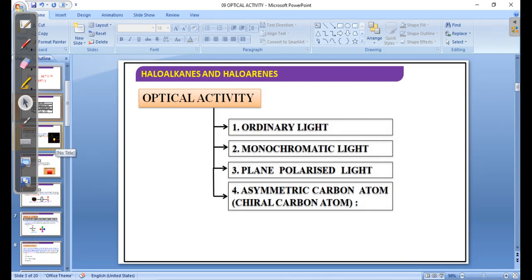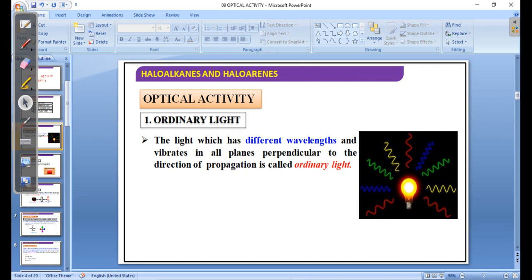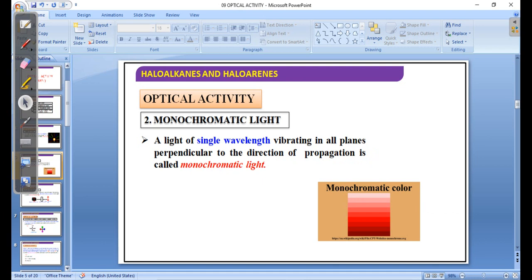First, ordinary light. This is ordinary light you can see anywhere, like an electric bulb with Vibgyor colors, meaning different colors, different wavelengths. The light which has different wavelengths and vibrates in all planes perpendicular to the direction of propagation is called ordinary light. Okay, just this one idea is enough regarding this. The definition is not that important here.